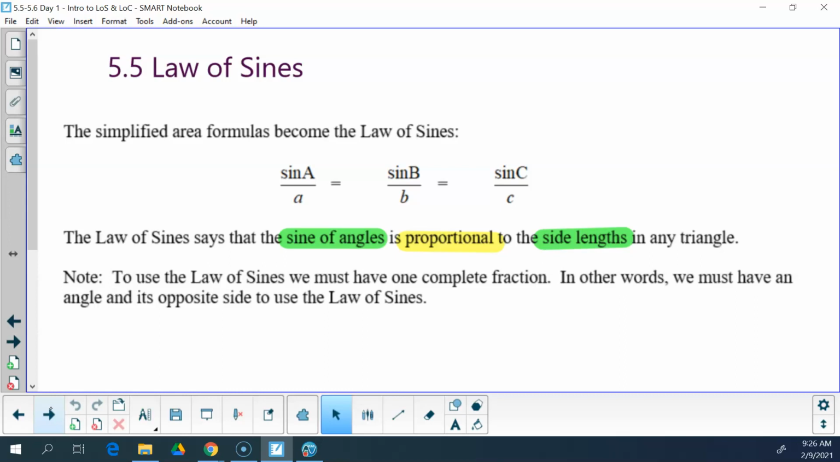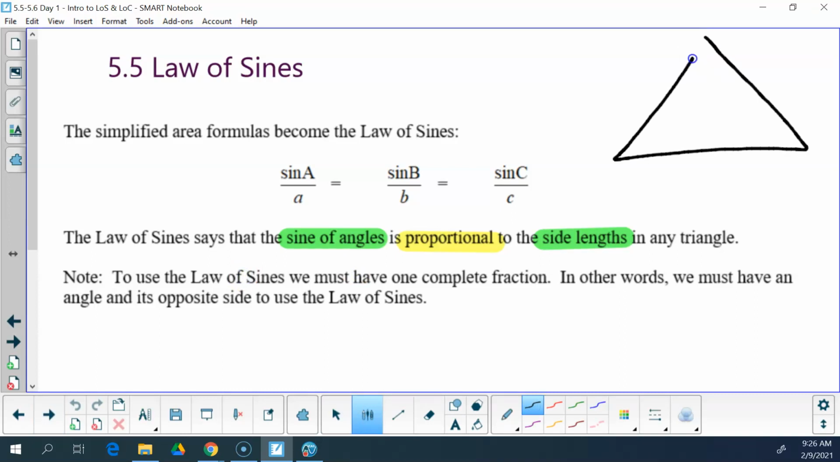Thinking back to a triangle, if this is angle A, then the opposite side is side A. So the sine value for that angle divided by its opposite side is equal to the sine of that angle divided by side B, which is equal to the sine of this angle divided by that side. So that's what the law of sines says.